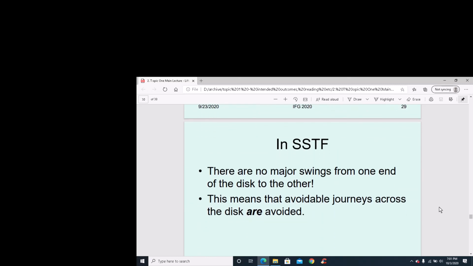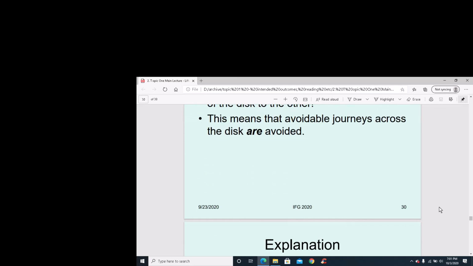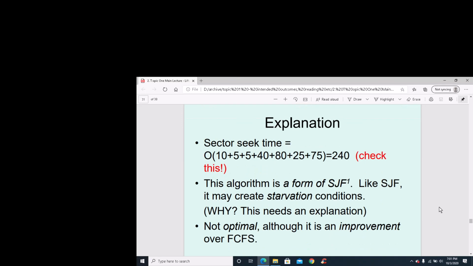So note that in SSTF there are no major swings from one end of the disk to the other. This means that avoidable journeys across the disk are in fact avoided. And as a partial explanation of what I've just said, you can calculate the seek time, which is something of the order of 10 plus 5 plus 5 plus 40, etc., which is 240. Check that. It represents the actual journey taken by the read-write head.